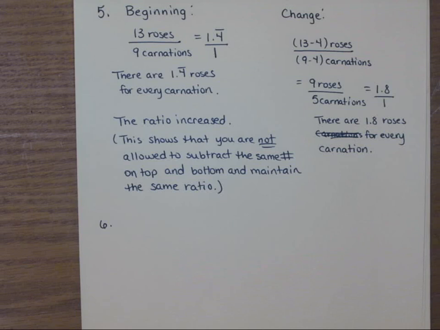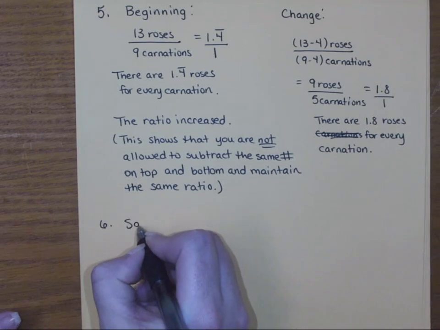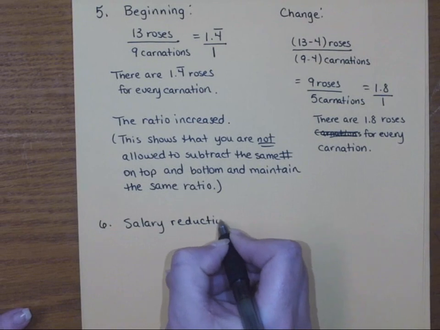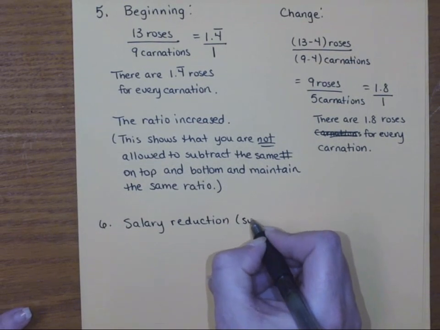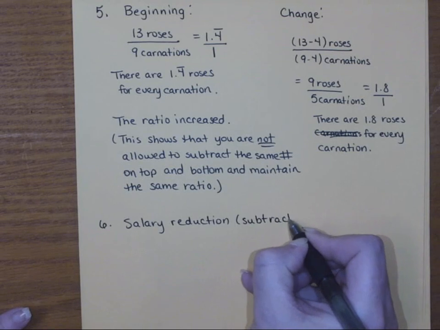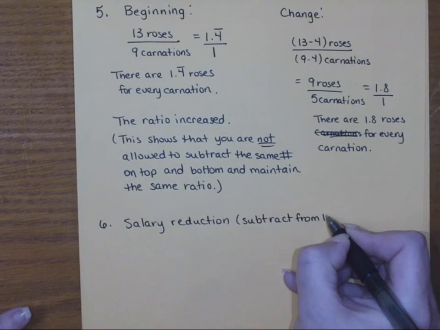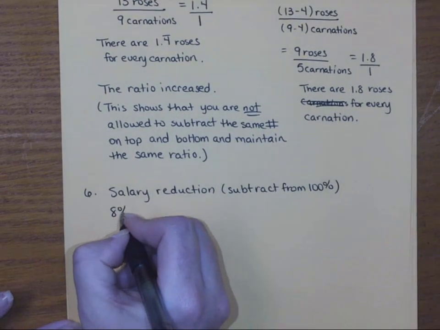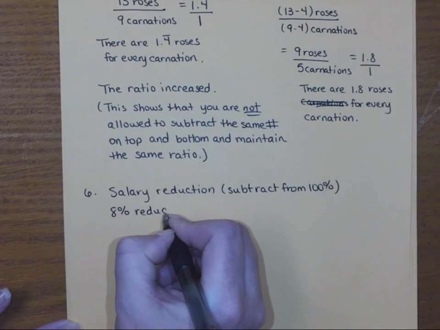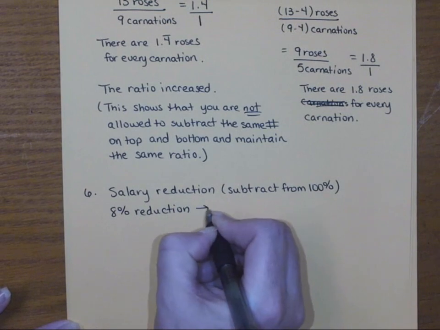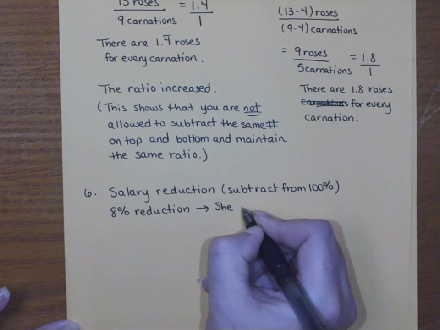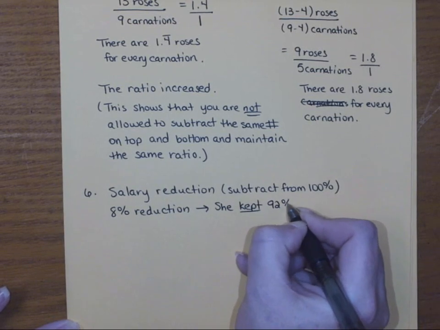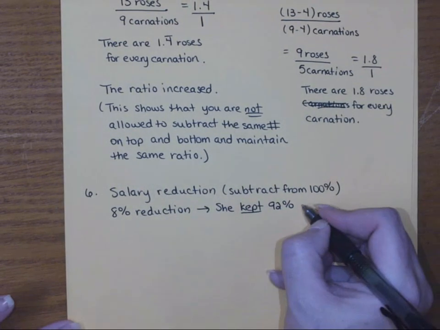Judy received an 8% salary reduction. So I do want you to remember that salary reduction means subtract from 100. In other words, instead of worrying about her 8% reduction, we're going to focus on the fact that she kept 92% of her salary. So sure, she lost 8%, but she kept 92% of it.